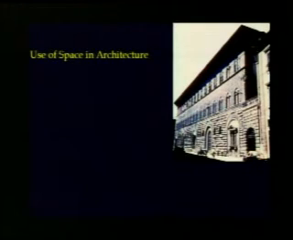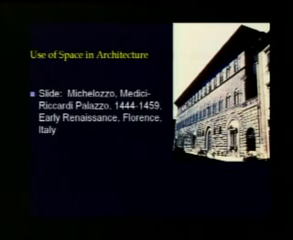In architecture, we can talk about the same kind of thing because architecture also occupies space. We can't stand in the area where a building is because the building's there. And so again, it depends upon the period of time how architects wanted to use space. Here in this example, this is one of the buildings that was built for the Medici family, and then later the Riccardi family owned it.